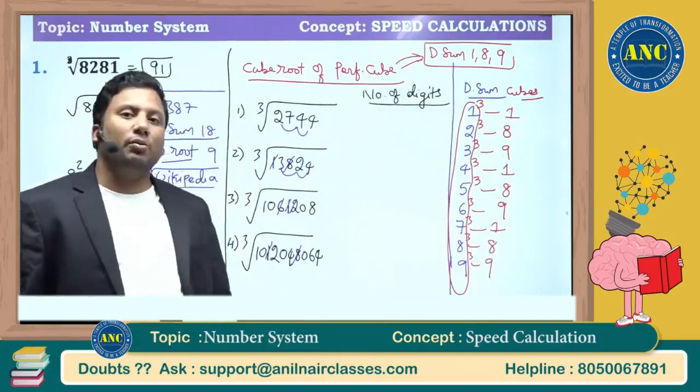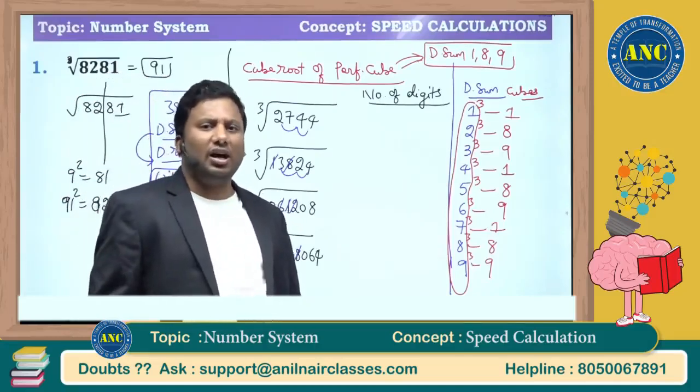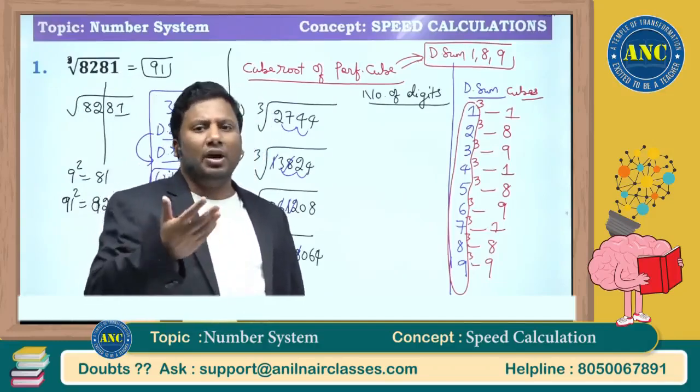If the number is a perfect cube, the digital sum should be 1, 8 or 9. If the number has a digital sum of 1, 8 or 9, then the number may or may not be a perfect cube.